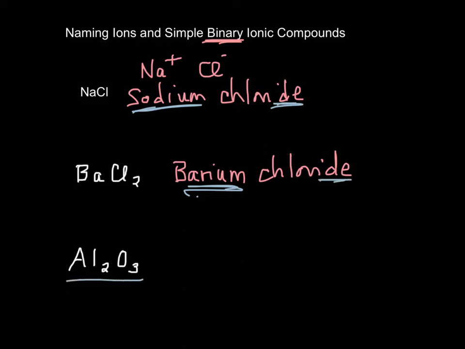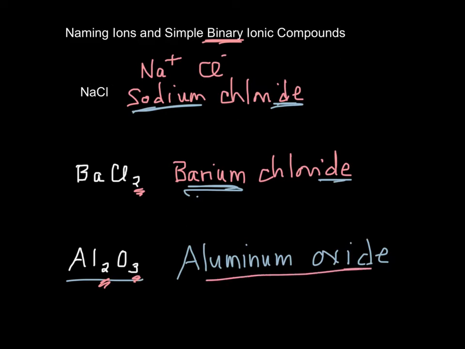So for Al2O3, aluminum is the metal, okay, and instead of oxygen, it's oxide. So this is aluminum oxide. You'll notice that nowhere in the name do we pay attention to how many of these there are. It doesn't matter if there's one chlorine or two, three oxygens or one, two aluminums or 8. Okay, that doesn't appear in the name. So just the name of the metal and then oxide.